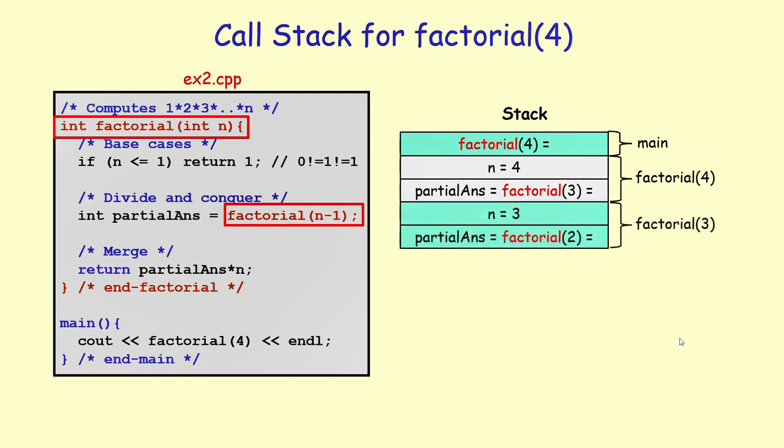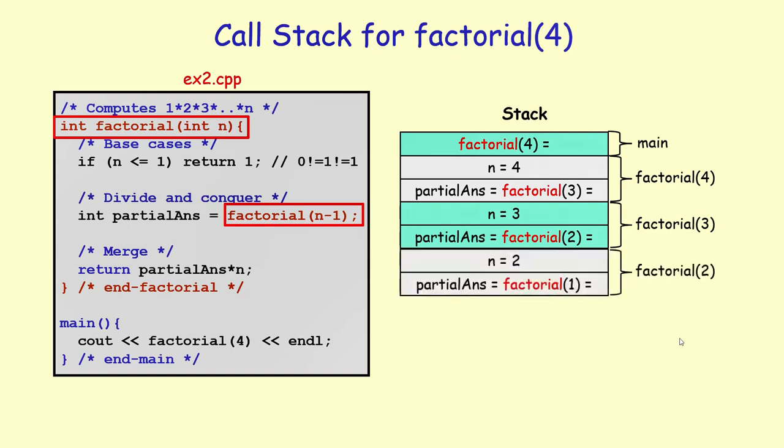So that's another recursive call. That means the space for the function call factorial 3 will be allocated, with a parameter n with a value of 3 and a local variable partial answer. Again, this is not the base case, so we'll make another recursive call, this time with space for factorial 2. A function invocation frame for factorial 2 is allocated.